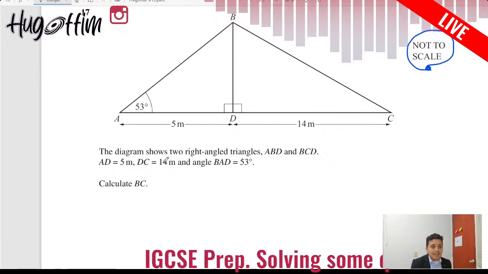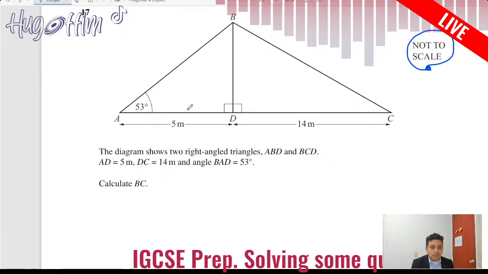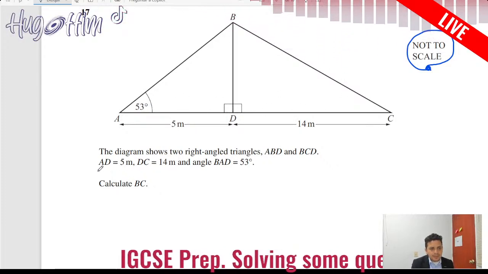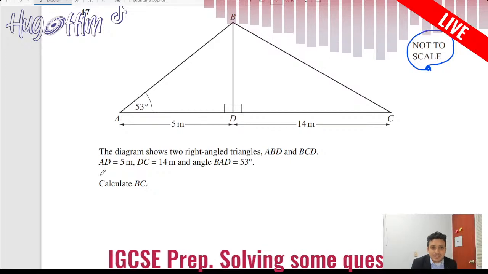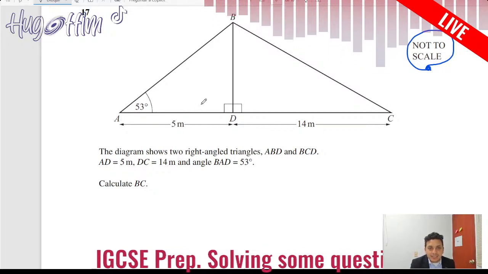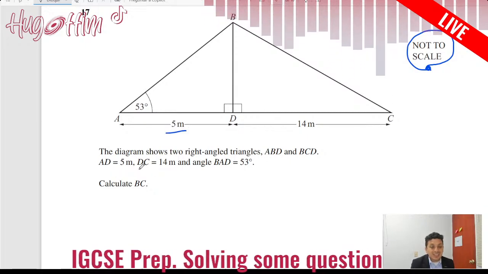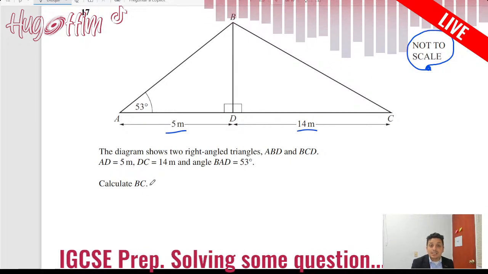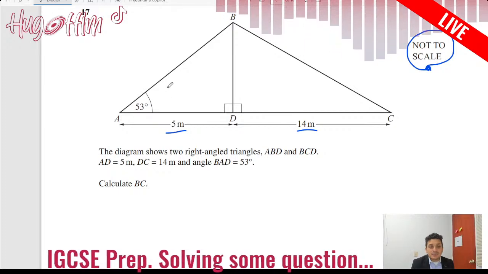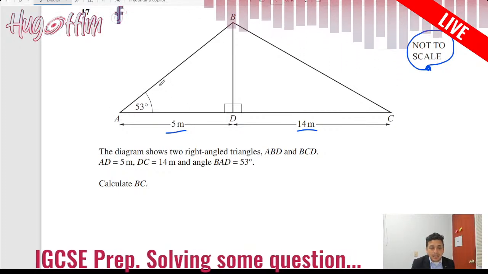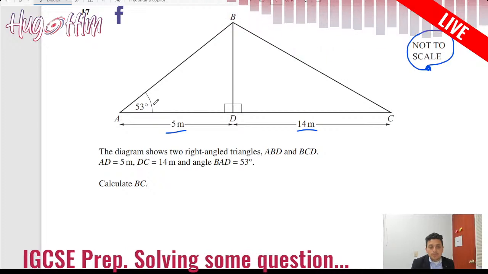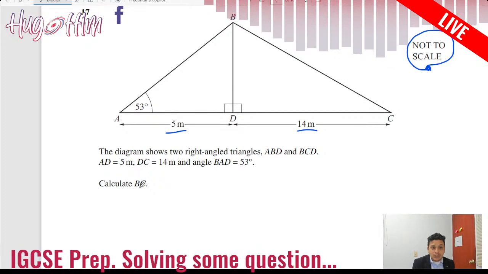Now it says that the diagram shows 2 right angle triangles. You can see them. Usually in IGCSE questions, they're going to tell you what you can see on the image. So AD is 5 meters, that is here. DC is 14 meters, that is here. And the angle BAD is 53 degrees, that is here. Now it's telling you to calculate BC.